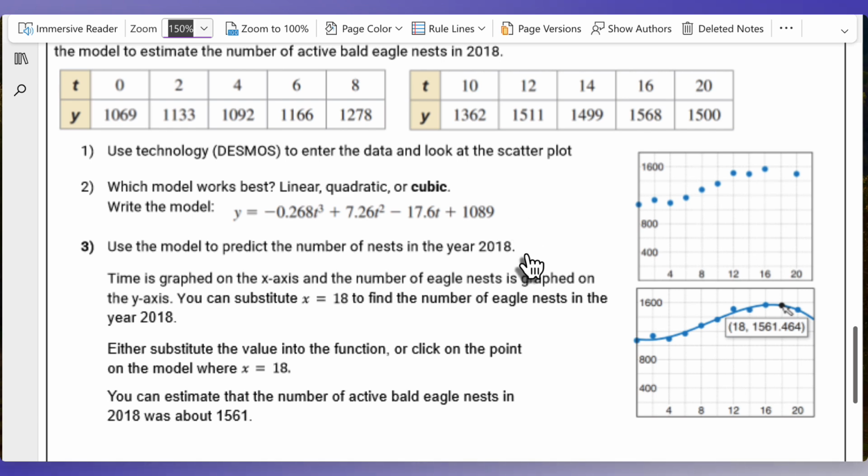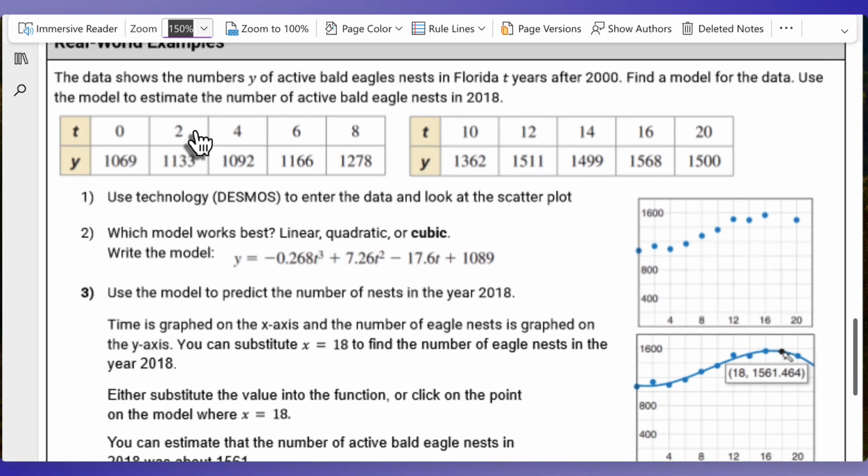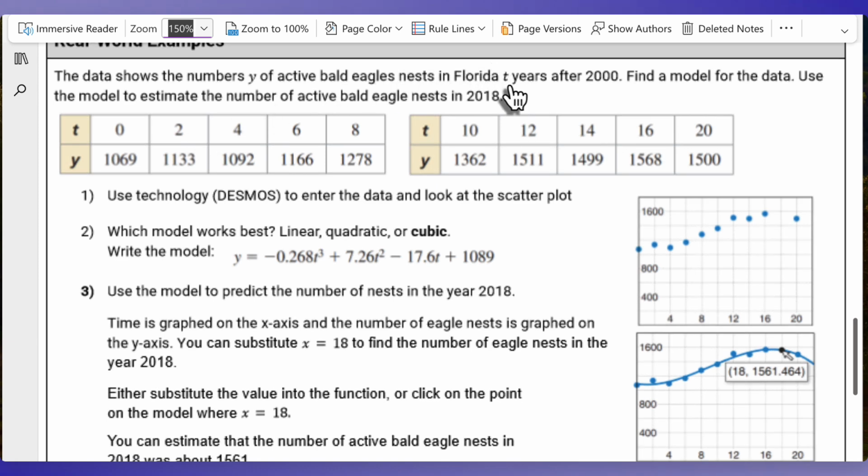Then it says use the model to predict the number of nests in the year 2018. Well, if you look up here, the T stands for time. And you notice none of these are calendar years. There's no 2000, 2010, 2018. What you have to do is understand that the T is the years after 2000. So 2000 is really convenient because you can do that math in your head. Just be careful. Make sure that you are reading the question before you type in your data, because sometimes it'll say like 2000, 2010, 2020.